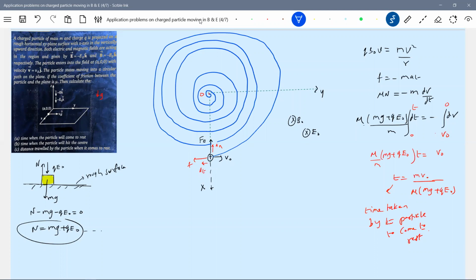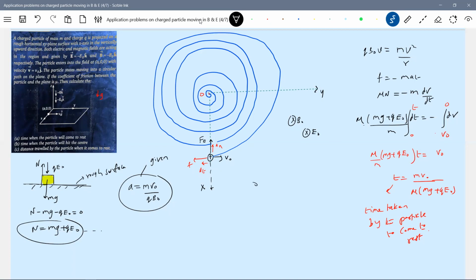Now, what is the question? What you can ask is, sir, how come you say that it will come to rest at the origin only? That's the primary question everyone should ask here. Yes, a million-dollar question. Actually, the data should be given, that mv not equal to qB0. Then only it can come to rest at the origin. Otherwise, not possible. Let this be given. Sir, how come it will come to rest at center only? It's very simple. I don't want to mess up things.